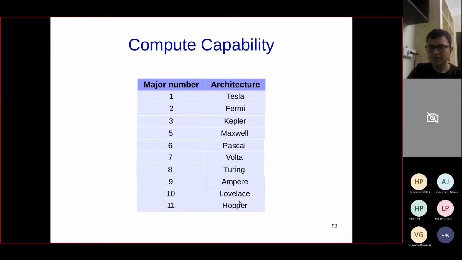So if you see this, the Lovelace and Hopper families of GPUs are still not out. You will see up to Ampere. The Ampere family of GPUs is out, but these two are not out, and they are still in the construction or prototyping phase. So these are the major numbers and the families of GPUs corresponding to them. I hope that it's clear. The version number denotes some additional features that a particular family of GPU provides compared to its predecessor.